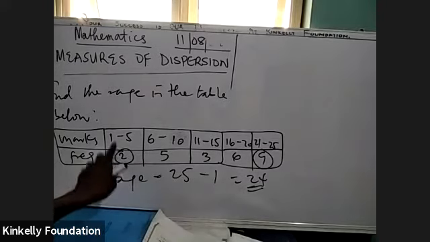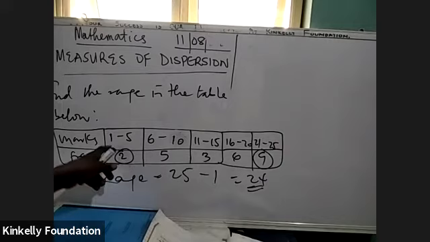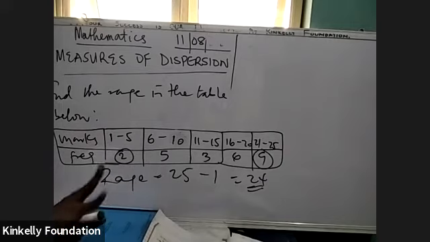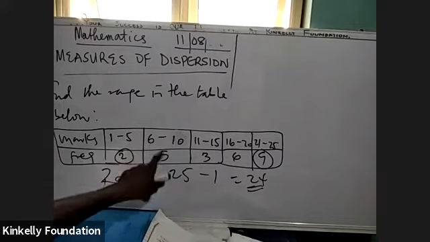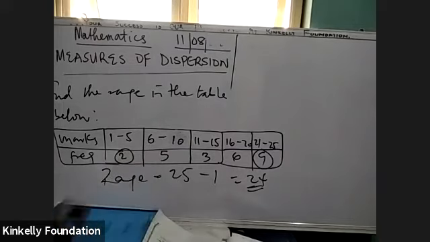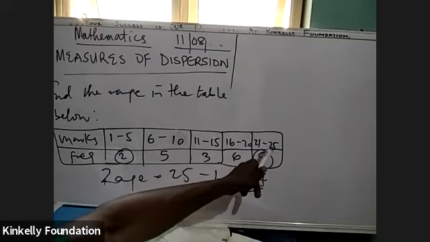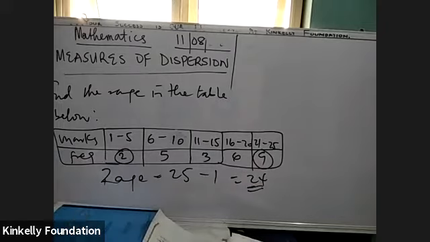If you decide to open up this, it means that 1 to 5 is just like 2 in number, and 6 to 10 is just like 5 in number. So for you to get the range, you take the maximum here, 25, and the minimum here, 1. So the range of this type of data, which is grouped data, is 25 minus 1 to give us 24.